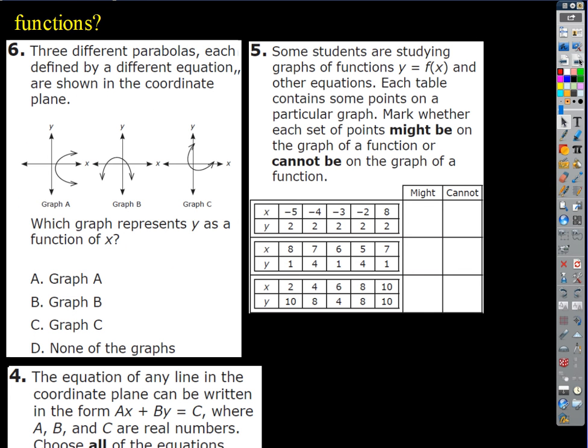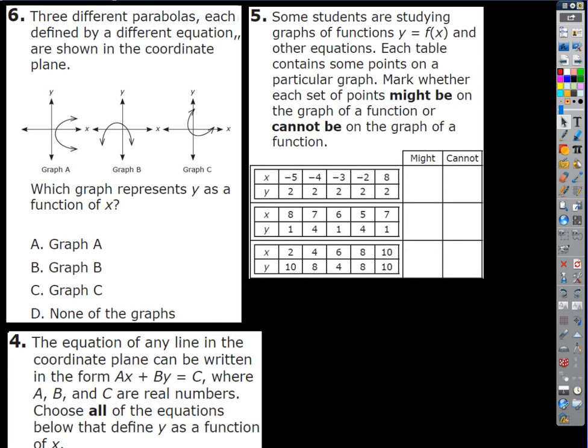So what about this? Very quick questions. These have to do with whether these are functions or not. 3 different parabolas, each defined by a different equation, are shown in the coordinate plane right here. Which graph represents y as a function of x? B. B, you're right, how come? Vertical line test. Vertical line test, exactly.